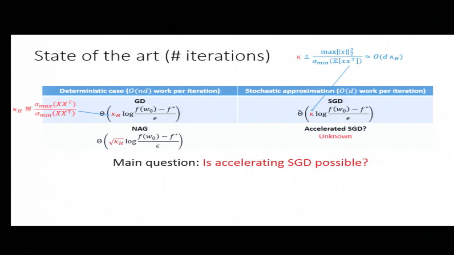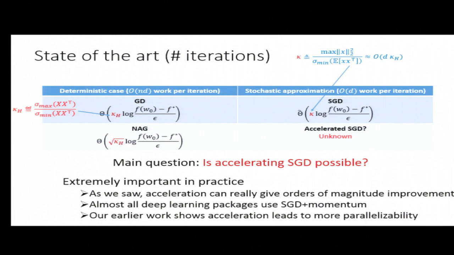Now the question is, what can we say about accelerated stochastic gradient methods? Can we get a similar decrease from kappa to root kappa? And this is a fairly important question because in practice, people have been training deep neural networks using some sort of accelerated stochastic gradient methods. So it would be important to study if it really helps or if there is some other phenomenon going on there.